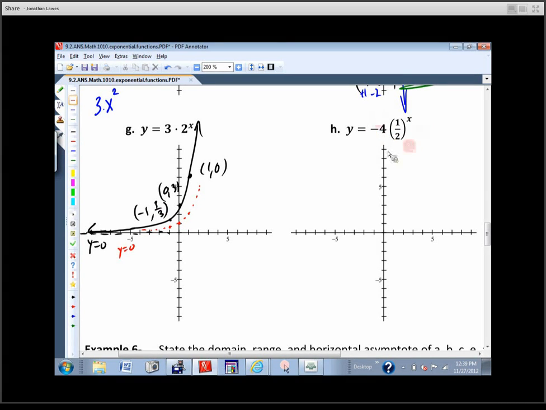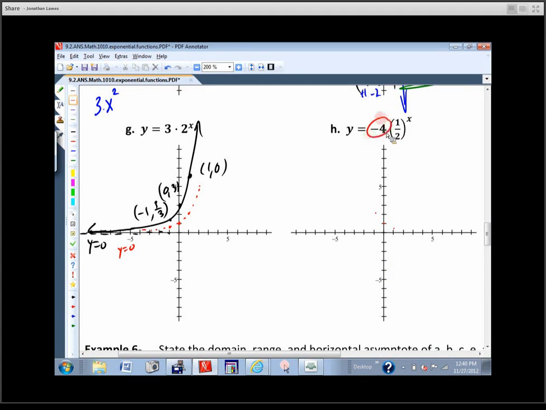Don't say anything out loud. I'll ask you in just a second. I'll tell you when it's okay to say something. Exponential base... exponential base what? Exponential base 1/2. That means we know what the parent graph looks like. That means we know that it goes through -1, 2, 0, 1, and 1, 1/2.